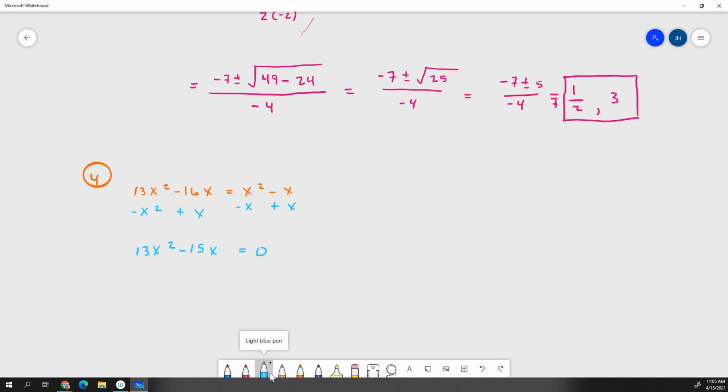And then step 2 said to identify our a, b, and c. So if we look at this, a is going to equal whatever's in front of x squared, and that's just 13. B is whatever is in front of x. Well, that is negative 15. And C, we don't have a constant, right? So we're just going to call that 0.